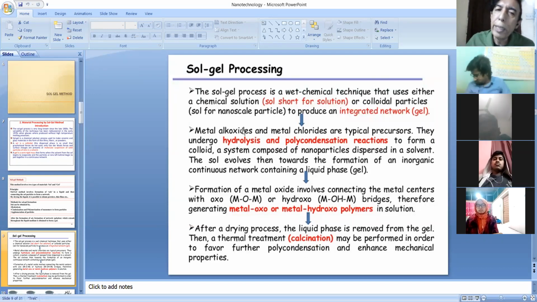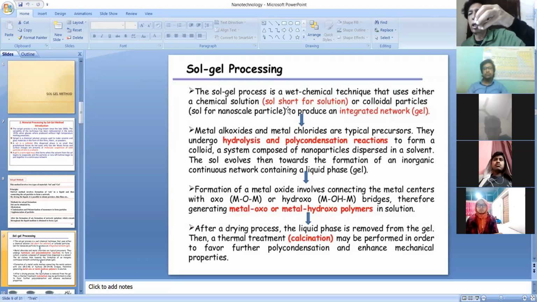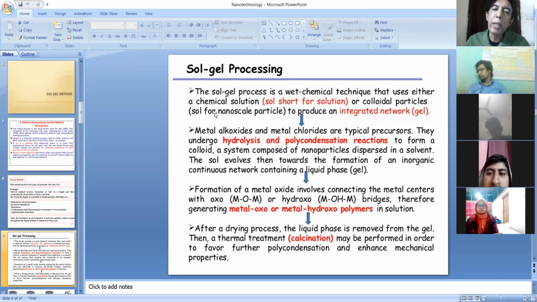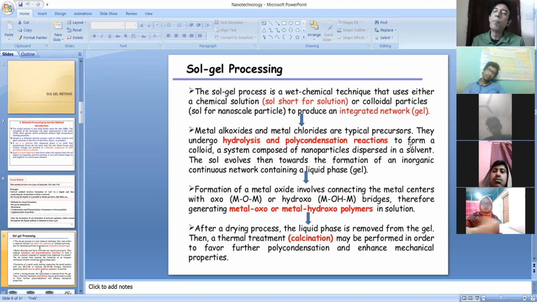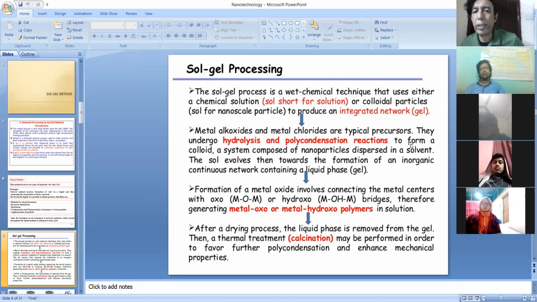So we can prepare sol. We can use sol in two ways: by preparing sol in situ, or by preparing sol outside and then using it to form a gel. Metal alkoxides and metal chlorides are typical precursors. Precursors mean starting material. The starting materials are mainly metal alkoxides or metal chlorides.